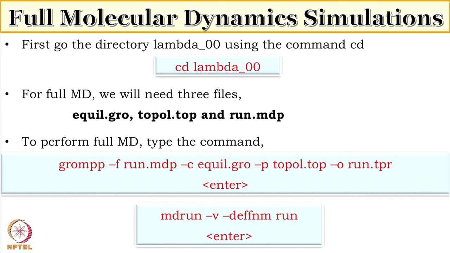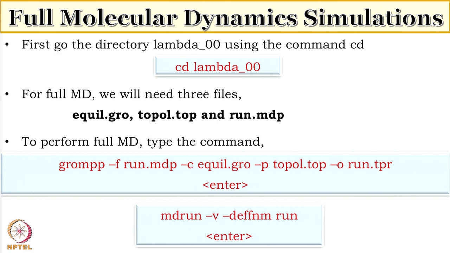So for generating a TPR file, we will use the command grompp. So grompp space -f space run.mdp. This is the molecular dynamics parameter file for free energy calculation. Then space -c space equil.gro, that is my equilibrated structure file. Then space -p, then space topol.top, which is my topology file. Then space -o space run.tpr, that is my output file. So now I will run the TPR file using the command mdrun. So mdrun, then space -v space -deffnm space run.